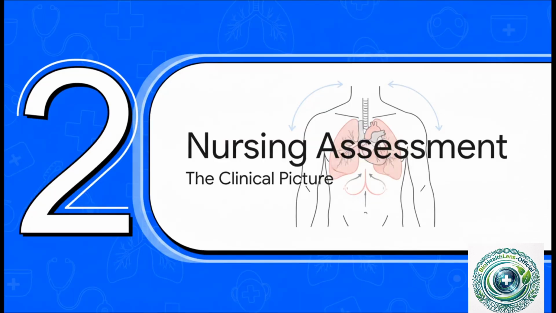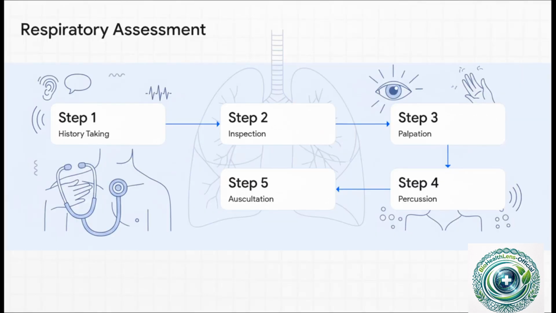Okay, so we get the ideal VQ match in theory. But how do we, as nurses, actually figure out what's going on at the bedside? How do we know if our patient has an air problem, a blood problem, or maybe both? Well, it all starts with your assessment. Look, a good assessment isn't just a random checklist. It's a system, a story you uncover step by step. We talk, then we look, we touch, and finally we listen. Every single step adds another piece to the puzzle of what's happening with your patient.